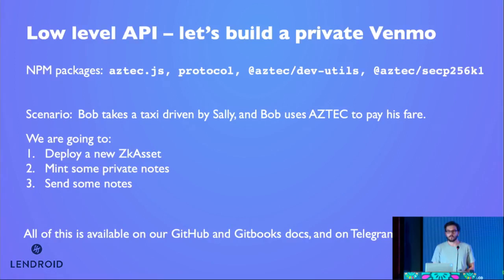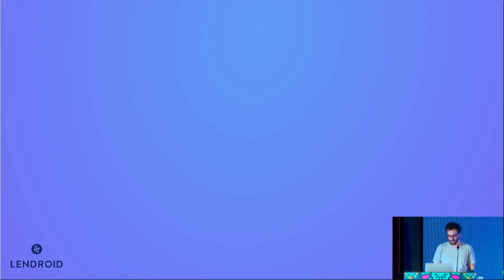We're going to mint some private notes, so you'll get to see how to use the mint proof. And then we're going to send some notes to another user. The scenario we're working with is Bob is taking a taxi. Sally is a very decentralized taxi driver and uses Ethereum to collect her fees. We're going to use AZTEC to pay her. All of this is available on our GitHub and Gitbooks docs. I'm going to post that on Telegram after this talk.